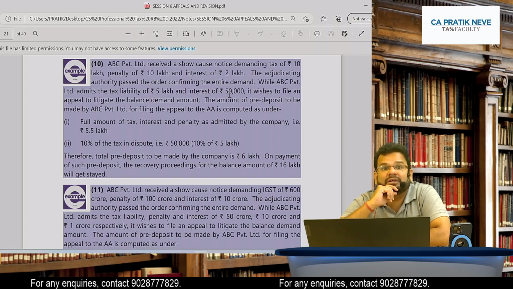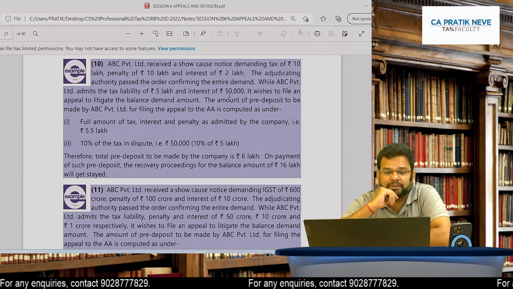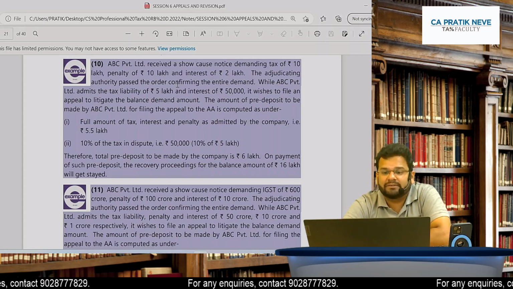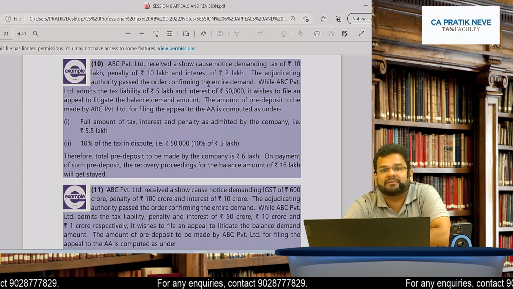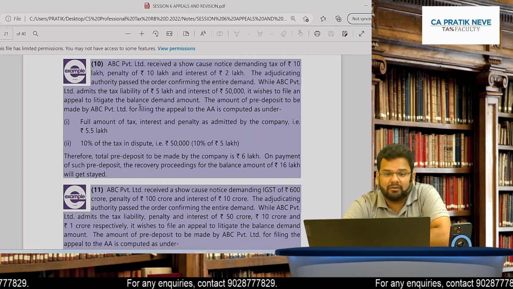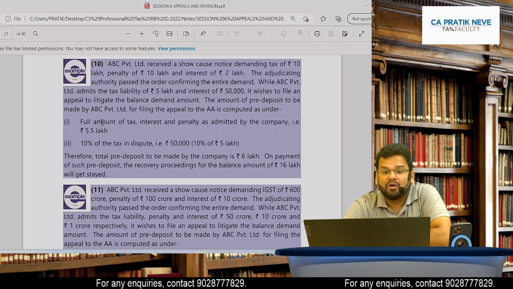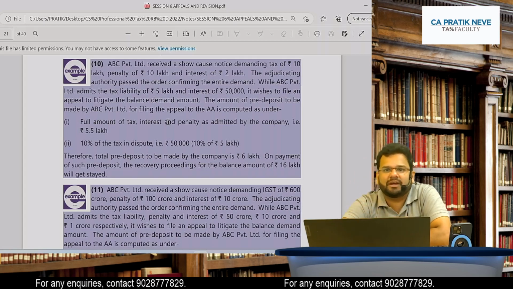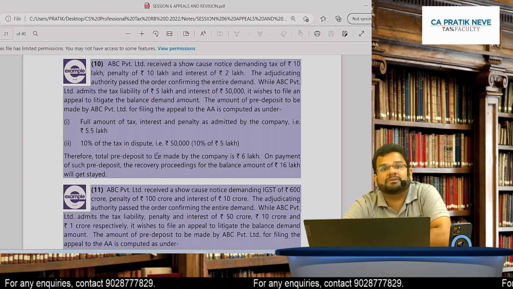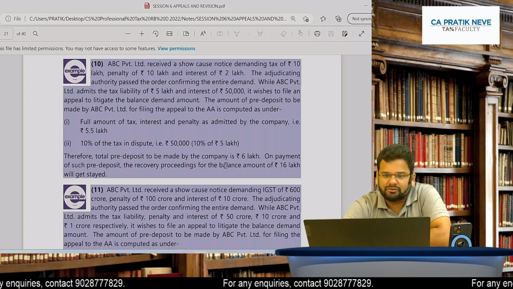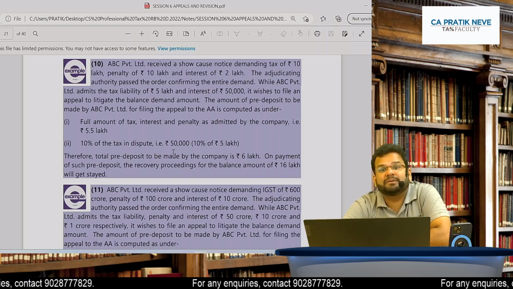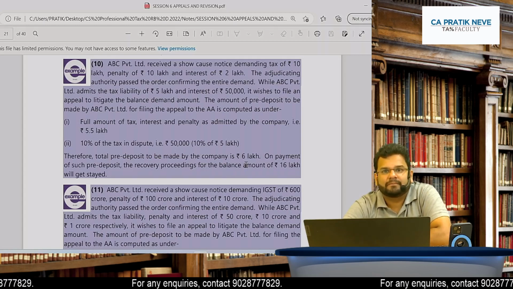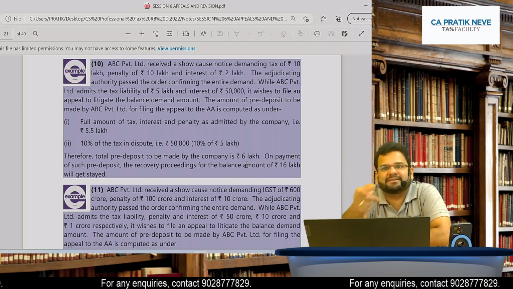Under litigation is 5 lakh rupees, because out of 10 lakhs they have accepted 5 lakhs. Do you agree that under litigation is 5 lakhs? So now the amount payable will be, mind you, the full amount of tax, interest and penalty as admitted, which is 5.5 lakhs, and 10% of tax under dispute, that is rupees 50,000. So your pre-deposit will be 6 lakh rupees in total, and then only your appeal will be accepted.